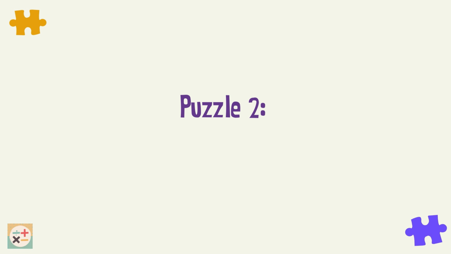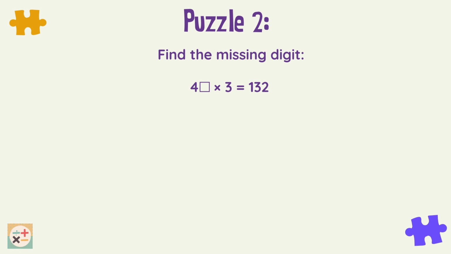Puzzle 2. One digit is missing in this multiplication. What number goes in the box? To answer this question, we should divide 132 by 3, as this will give us the number we multiply by 3 to get 132. If we divide 132 by 3 we get 44. So the missing digit is 4.